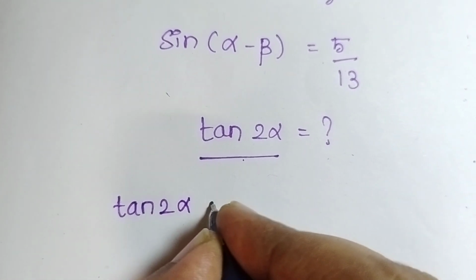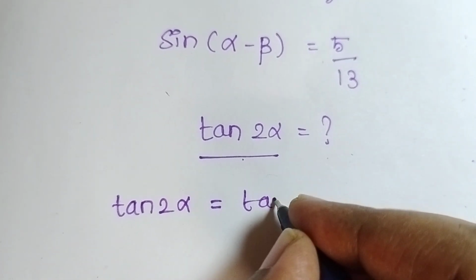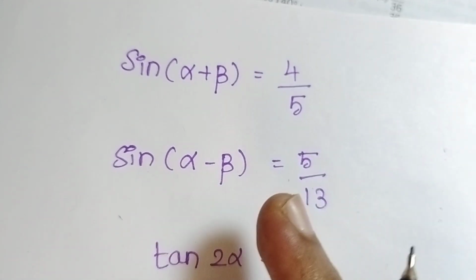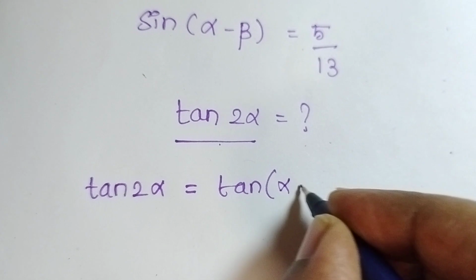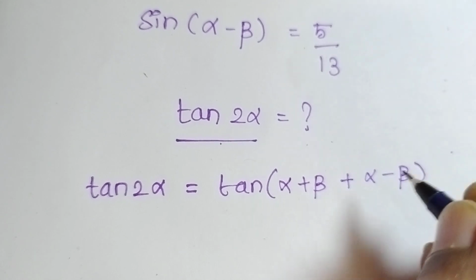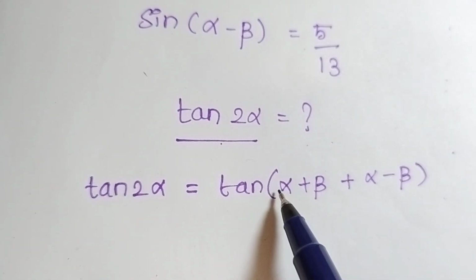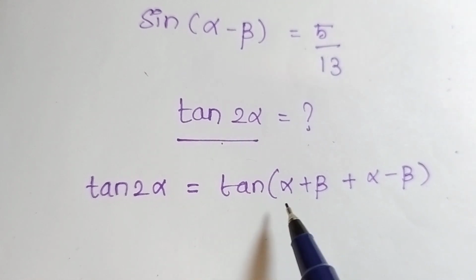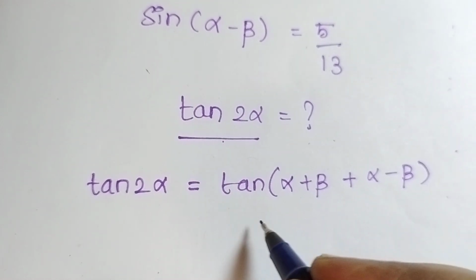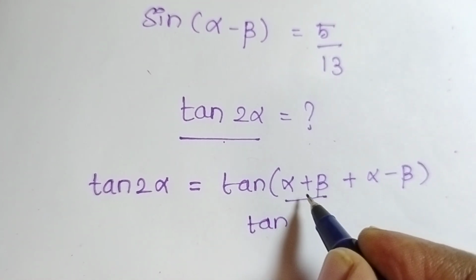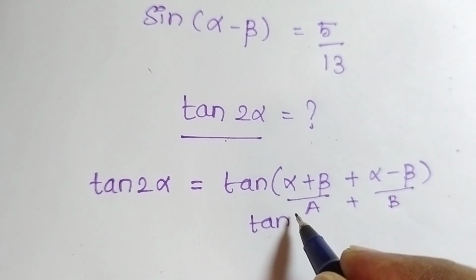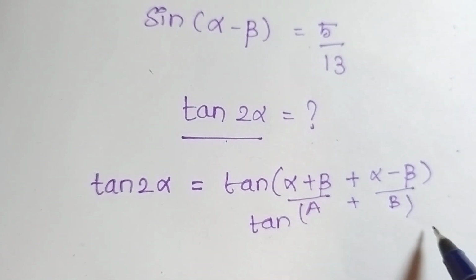Tan 2 alpha can be written as tan of what they have given: alpha plus beta, alpha minus beta. So I'm going to add alpha plus beta to alpha minus beta. Beta and beta get cancelled, alpha plus alpha gives 2 alpha. Now this is in the format of tan of A plus B, with alpha plus beta considered as A and alpha minus beta considered as B.